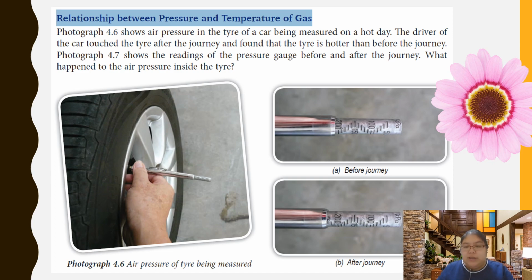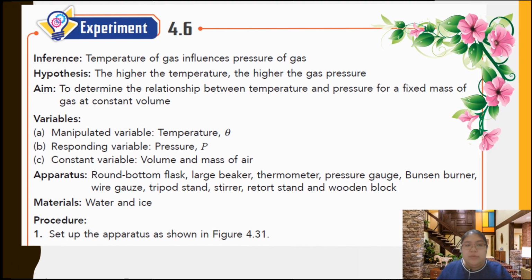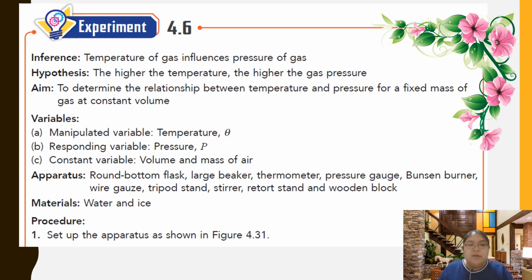Let's see the first one. This one is almost 200 before we start the journey. After the journey, you find it is 220. That means after the journey, the pressure increased. So this is one situation. Now we're going to bring this situation to an experiment. Let's see the inference.